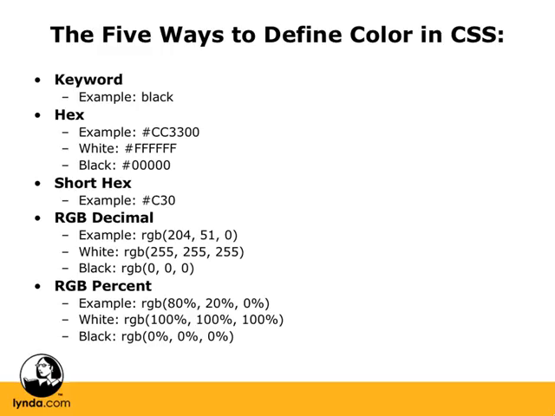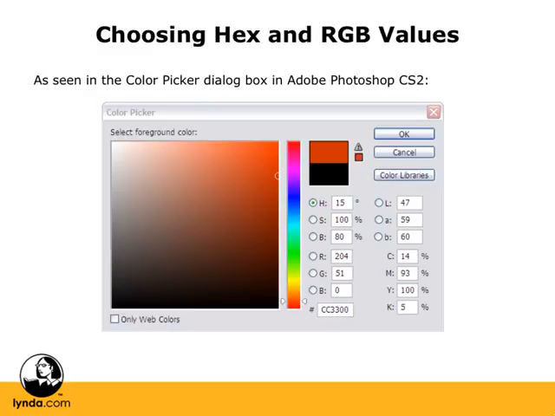Now, I said that the hexadecimal pairs go in the range of 00 to FF. That's equivalent to the decimal range 0 to 255, which is why the RGB decimal notation uses that range. White in RGB decimal is 255, 255, 255. Black is 0, 0, 0. So the equivalent of CC3300 is 204, 51, 0, just like we saw on our Photoshop color picker, CC3300, 204, 51, 0.